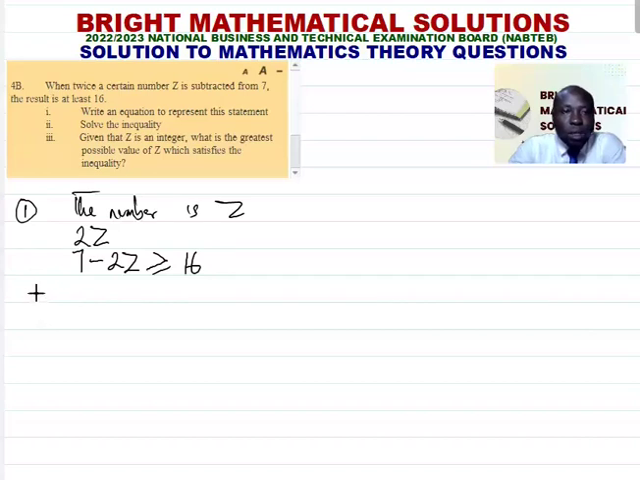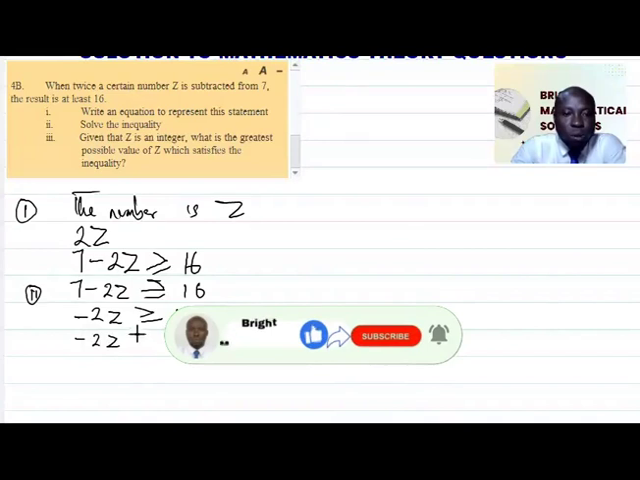Now, the question says, Roman figure 2, solve the inequality. So that will now become 7 minus 2z greater than or equal to 16. So let us bring this to this side. Minus 2z greater than or equal to 16 minus 7. Minus 2z greater than or equal to 9.